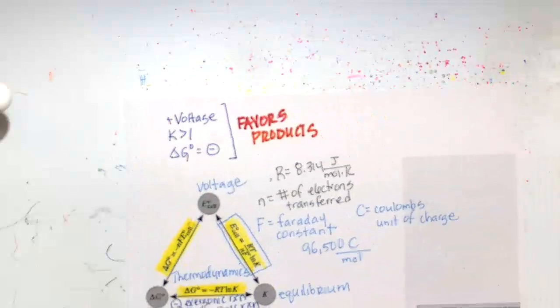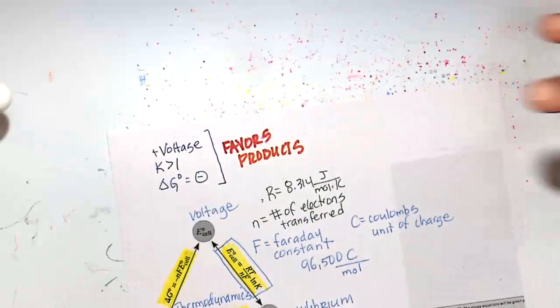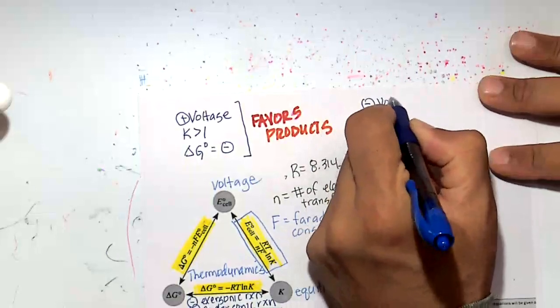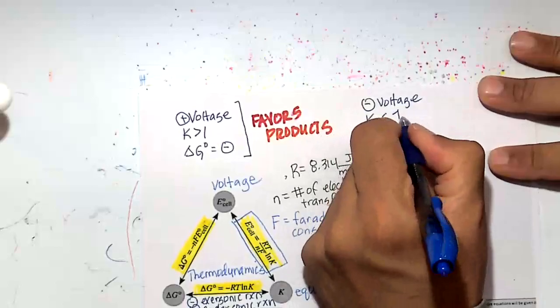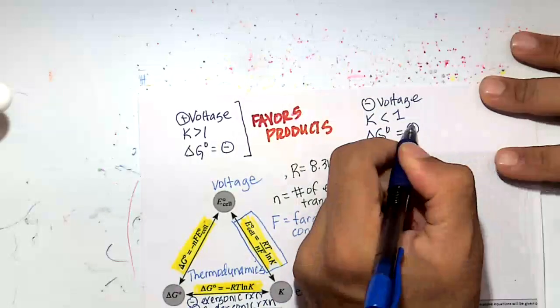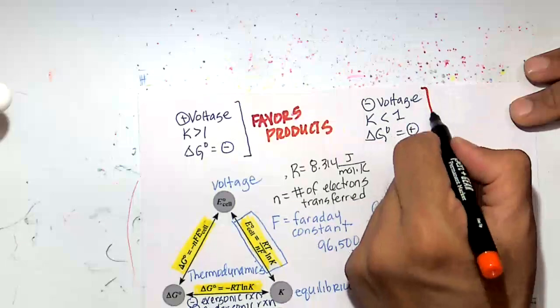What situation favors the reactants? A reaction that is not favorable to go. It's going to be the opposite: a negative voltage, a K less than 1, and a delta G that's positive. This situation favors the reactants.